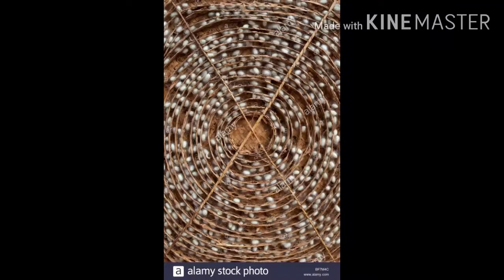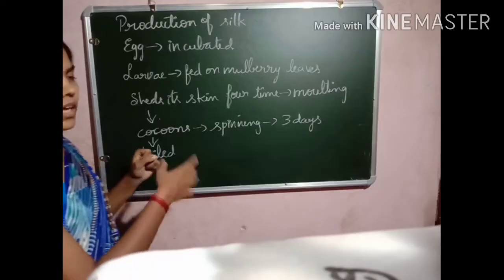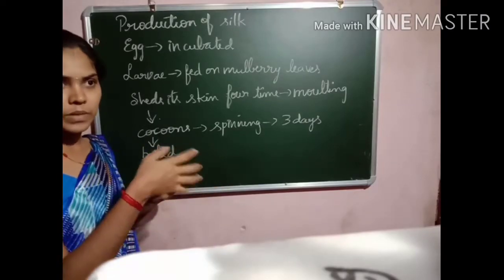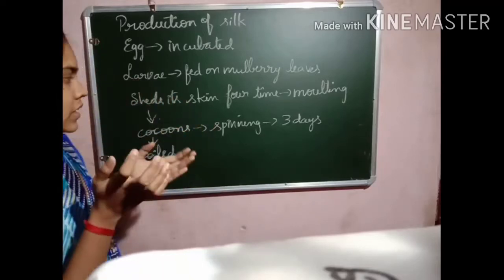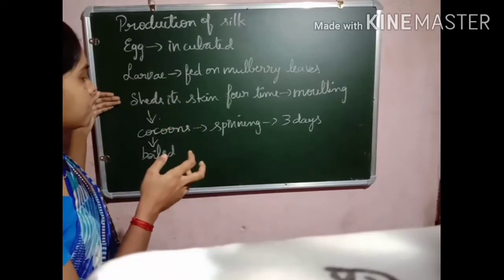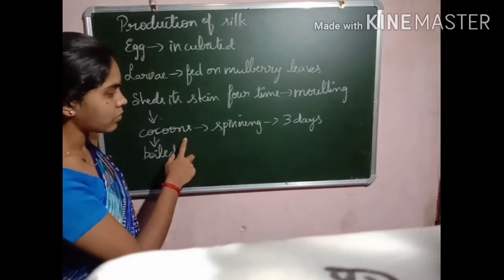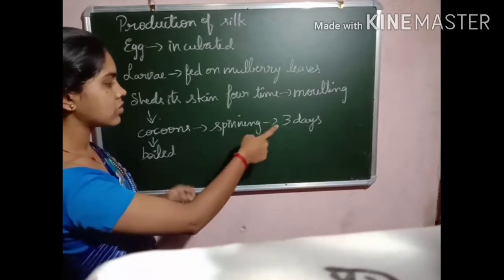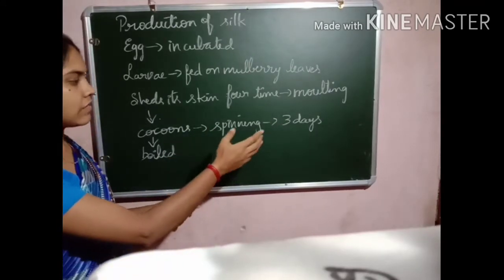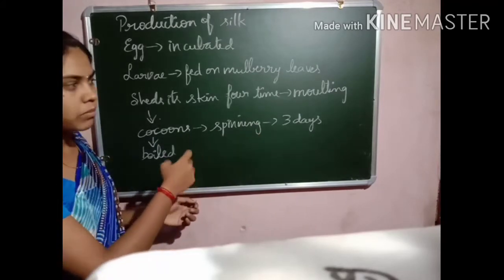Small branches are placed in the rearing houses. The silkworms climb these branches and start spinning their cocoons. They take about 3 days to complete the process of spinning. They spin the filament and cover themselves, and a cocoon is formed. Within 3 days, the cocoon will be formed by spinning.